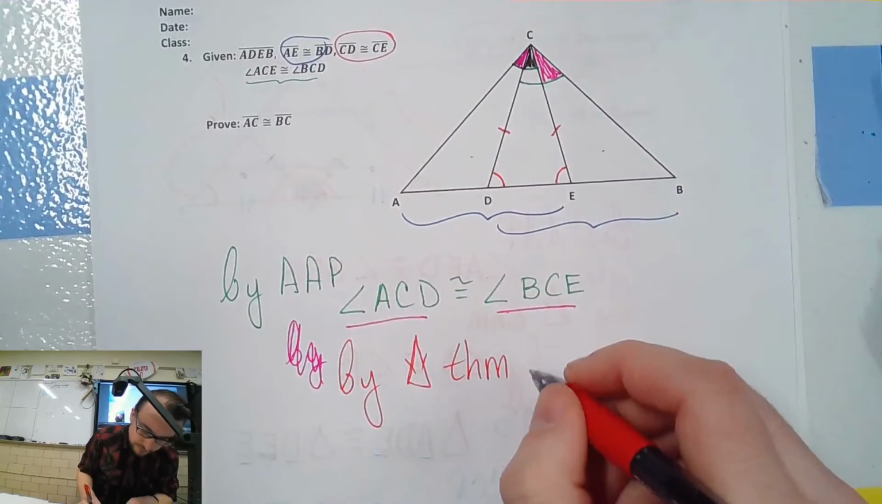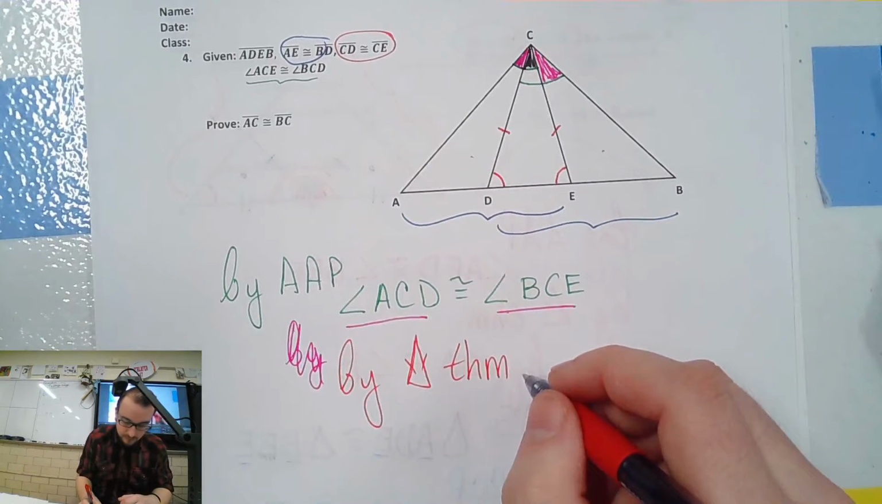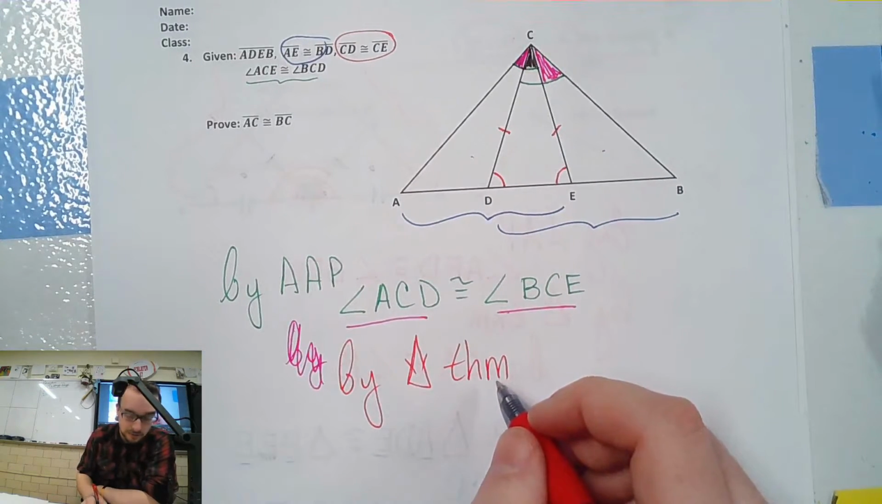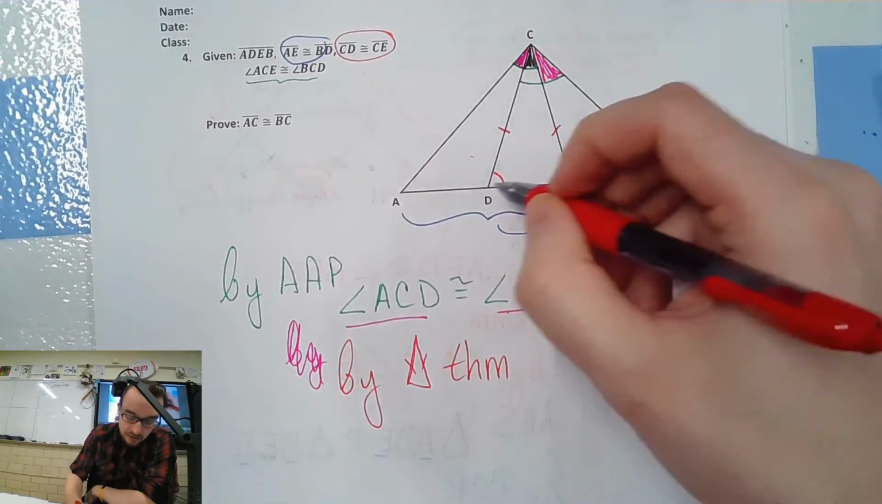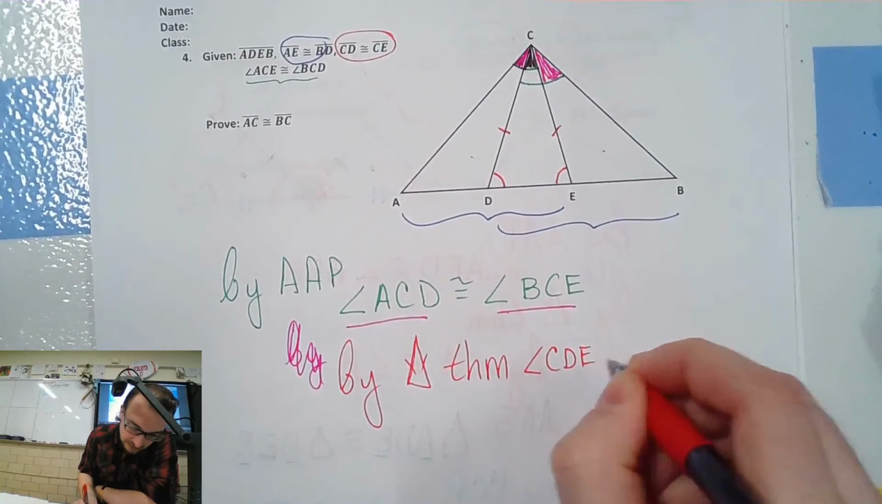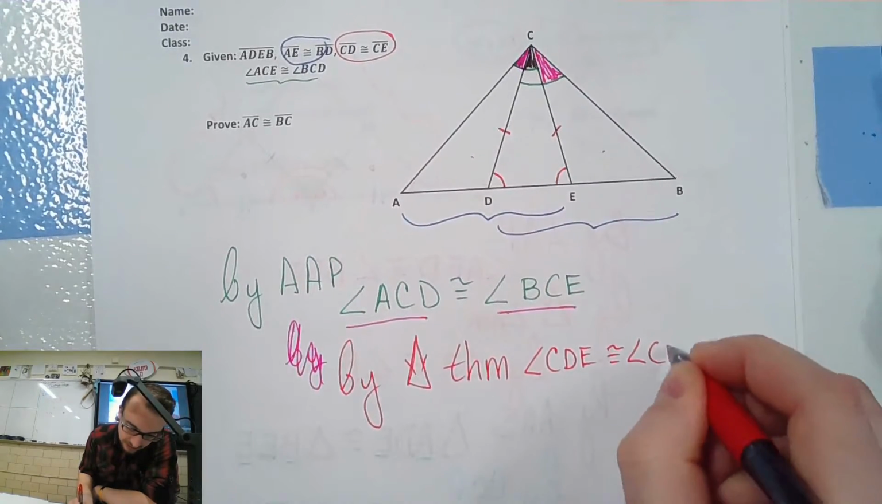You could have done segment addition as well. There's lots of ways to do this one, and I'll show you the really quick way of doing it. All right, so this theorem says those two angles are the same. So I'm going to say angle CDE congruent to angle CEB.